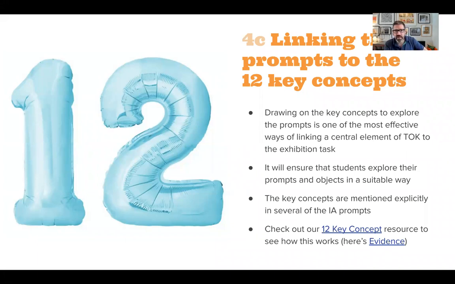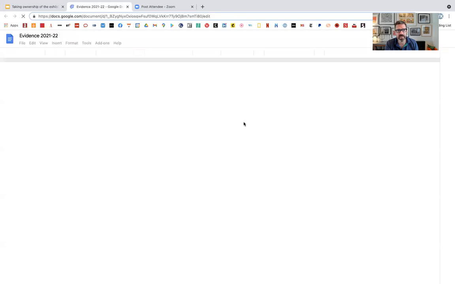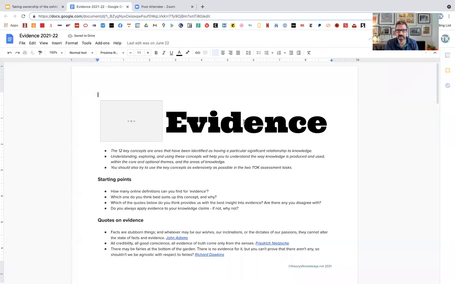So we designed, I hope, a nice little resource, a useful little resource, which is simply a document for every single key concept. So for each of the 12 key concepts, you've got 12 documents, one for each. Here's an example. So I'm going to take you out of that presentation for a second. So this is evidence, okay.